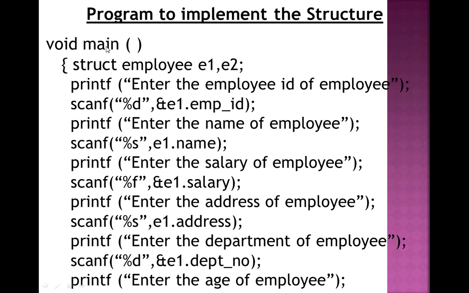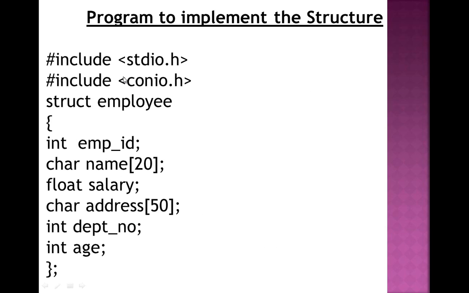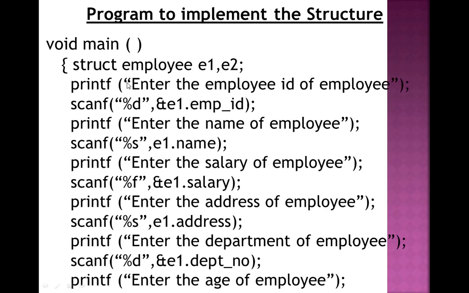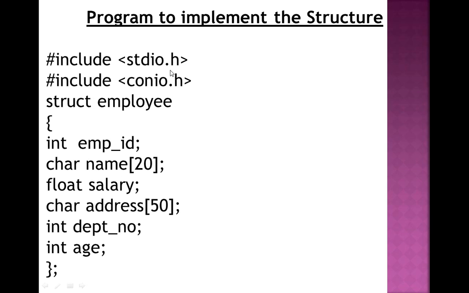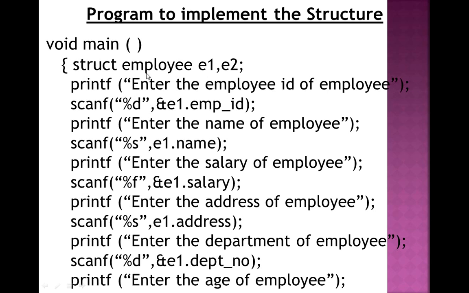Then in main, we declare variables of the structure type. Employee is the structure name, so we use struct employee E1, E2. That is using the keyword struct and the structure name employee, and declaring the two variables E1 and E2 of the structure type employee.